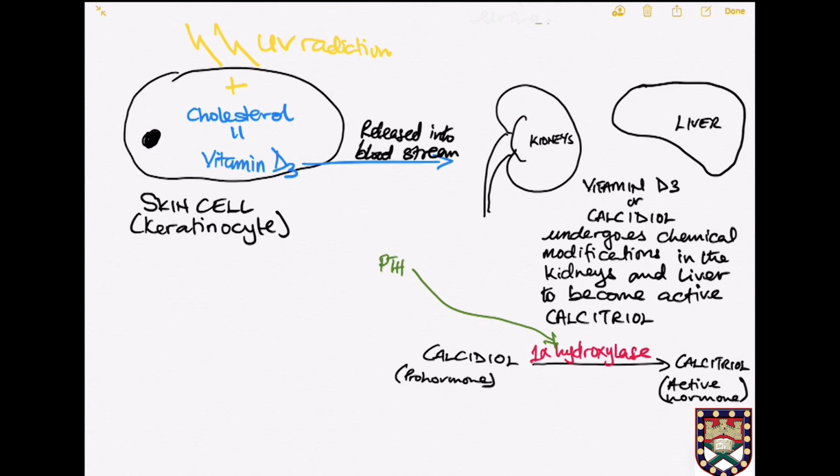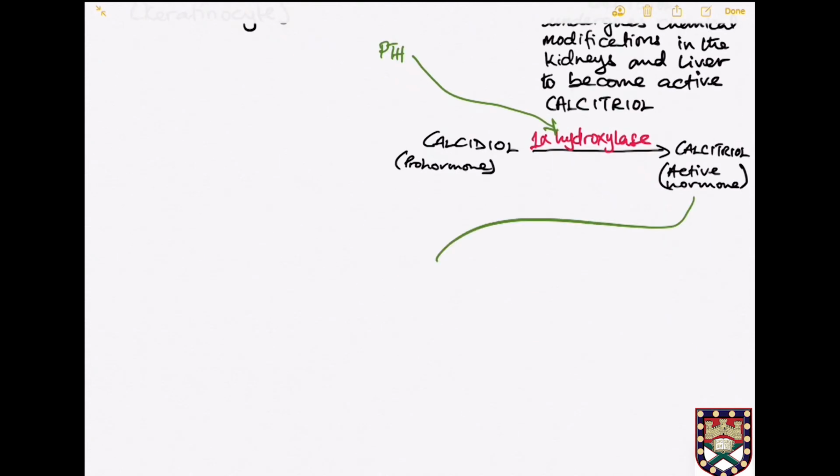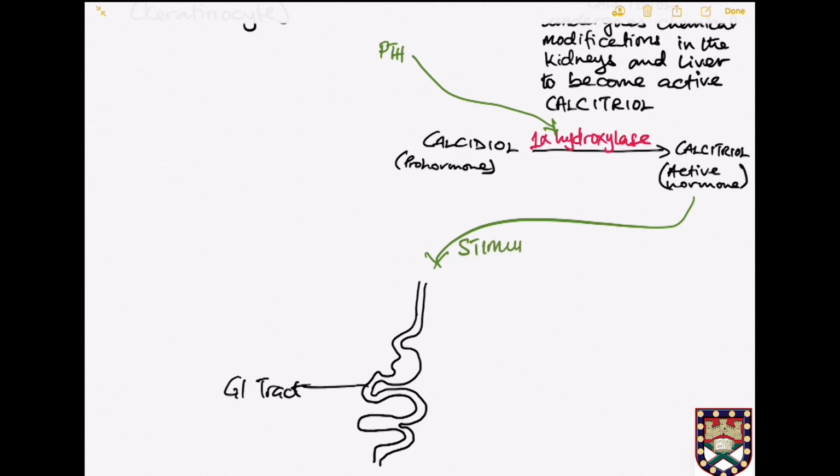As I mentioned earlier, the principal site of action for calcitriol is the GI tract, where it increases absorption of calcium from the GI tract into plasma.